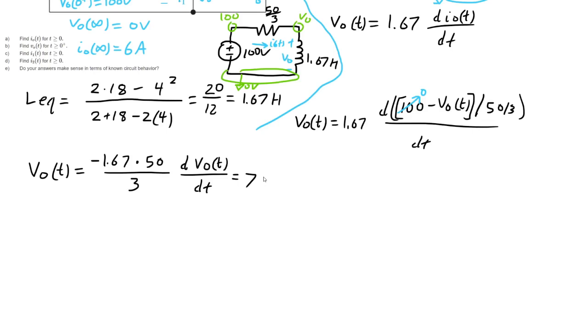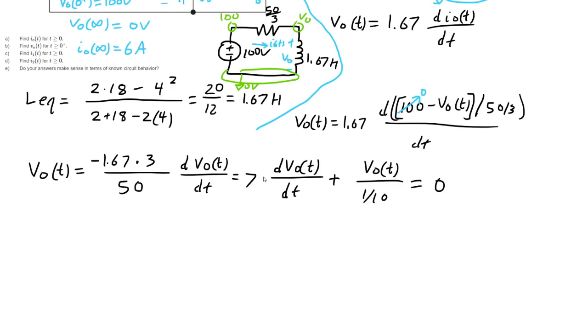Oh, sorry. I made a little bit of a mistake. I'm multiplying by 3 and dividing by 50. 1.67 times 3 divided by 50 is 1/10. Okay. So tau is going to be 1/10, dVOT dt plus VOT divided by tau equals 0.